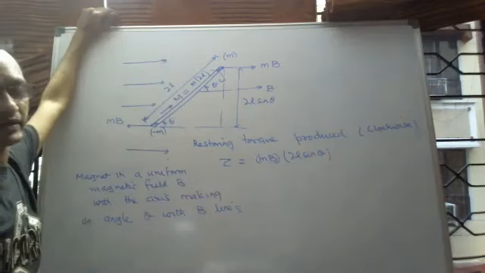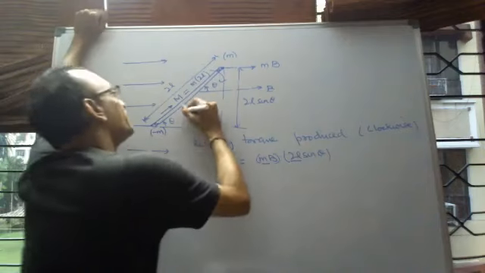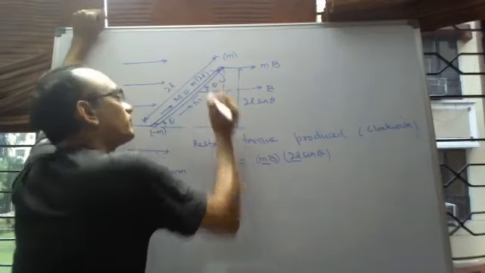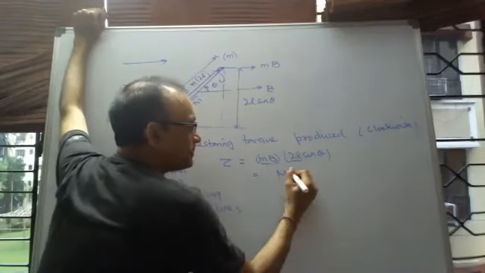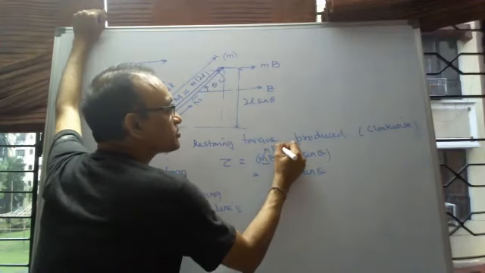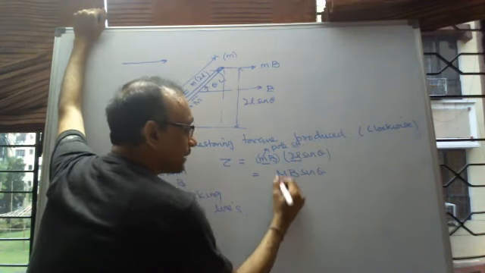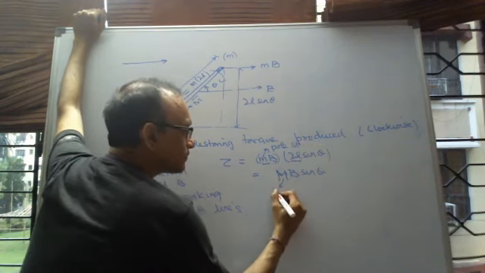M is the pole strength, but M into 2L क्या हो जाएगा? The magnetic moment vector है, Sir, right? So MB sin theta, M is the pole strength, ये तो pole strength है, but this is capital M, the magnetic moment.